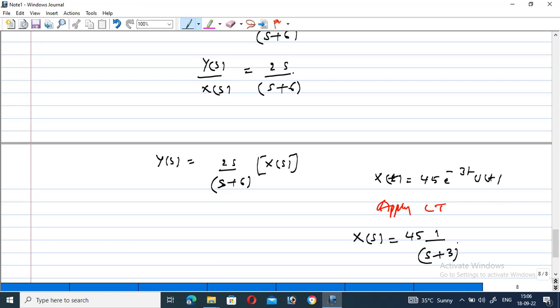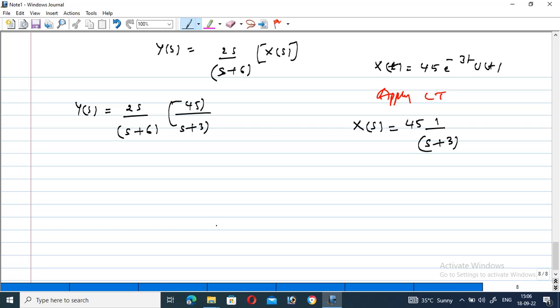S plus 3. Now y of s is equal to, from this diagram, y of s is equal to 2s by s plus 6. X of s value is equal to 45 by s plus 3. Now we can represent y of s is equal to 2 into 45, 90s by s plus 3 into s plus 6.